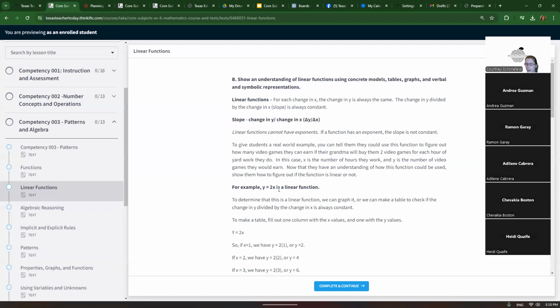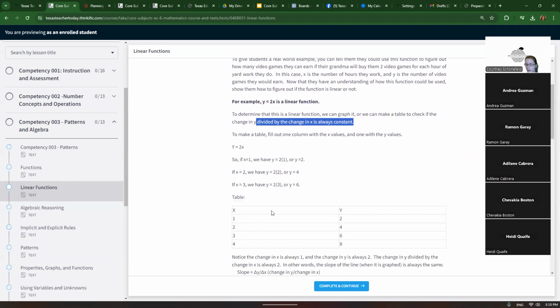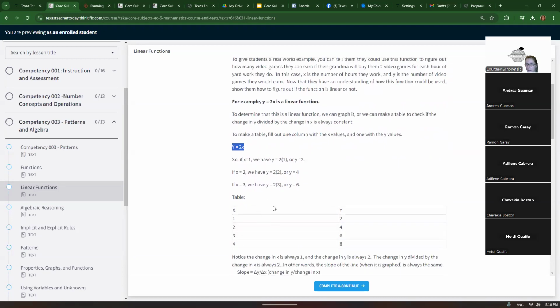Y equals 2x, right? That's our function. 2 video games for each hour of work they do, right? To determine that this is a linear function, we can graph it or we can make a table to check if the slope is the same, if the change in y divided by the change in x is the same. To make a table, fill out one column with the x values and one with the y values, right? We know y equals 2x. We already figured that out, right? Y equals 2x. So now we're just filling in the values.